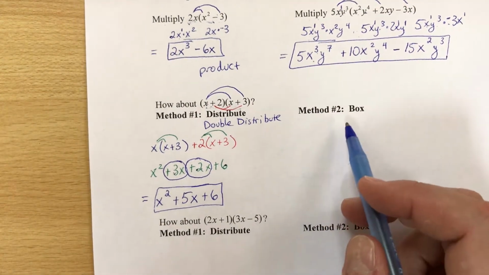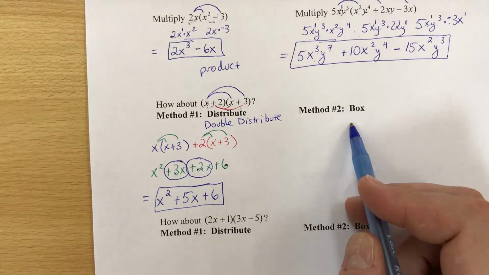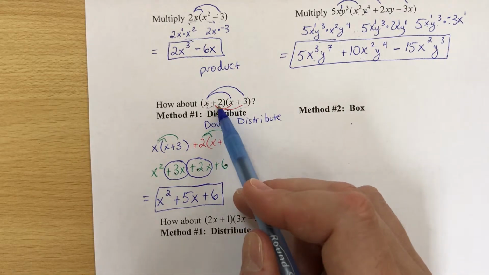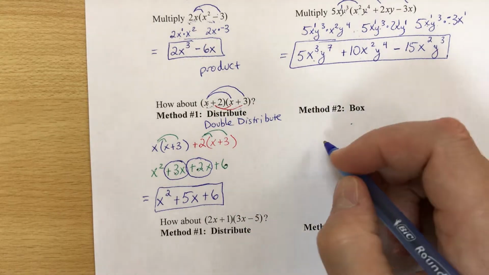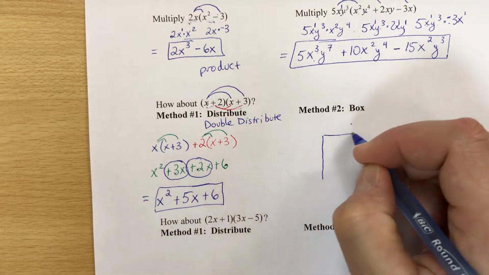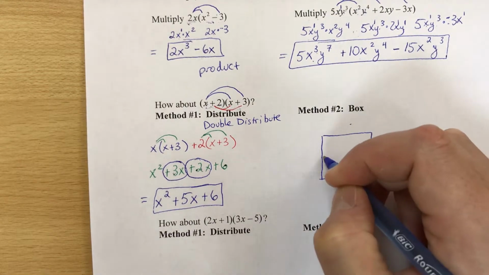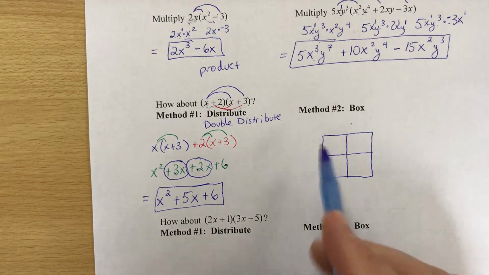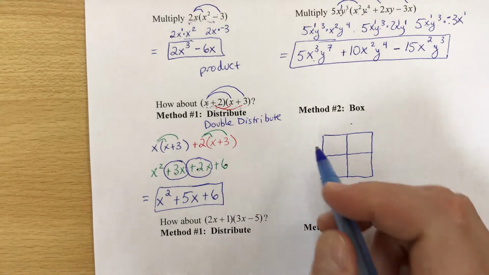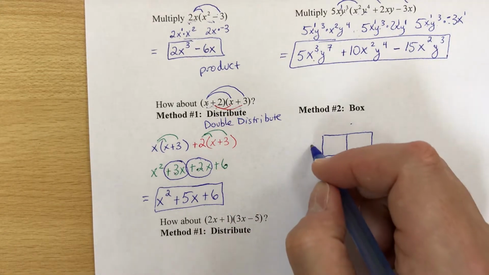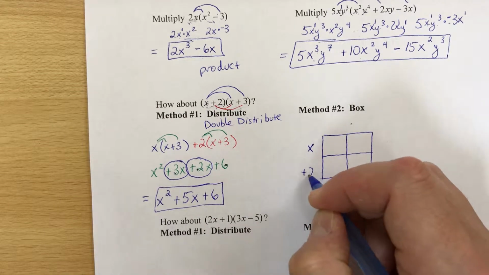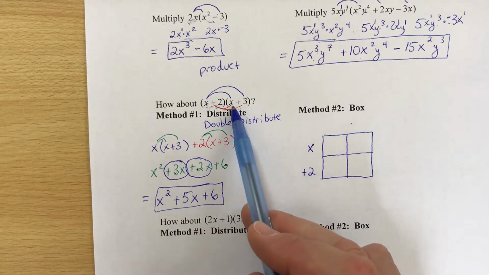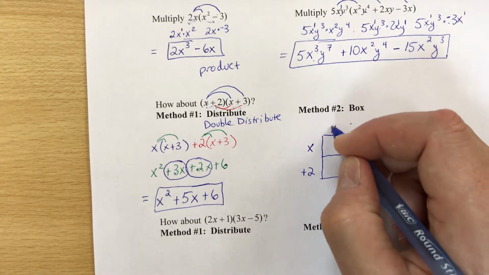Now the other way to do this is what I call the box method, which is like a times table. So I'm going to set up, we're doing a binomial times a binomial. I'm going to make a square with 4 parts. Now the first binomial was x plus 2. I'm going to write it going down. I'm going to put x here and then plus 2. And then along the top, I'm going to write the second binomial, which was x plus 3.